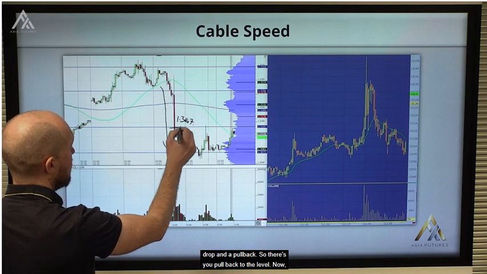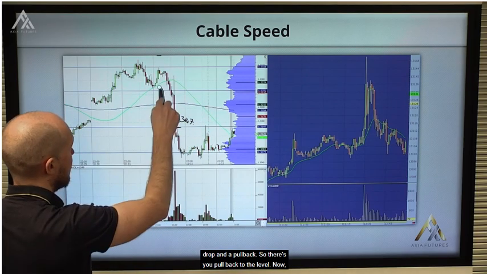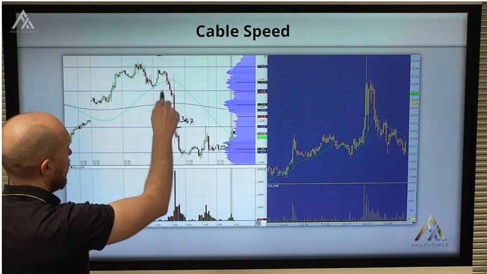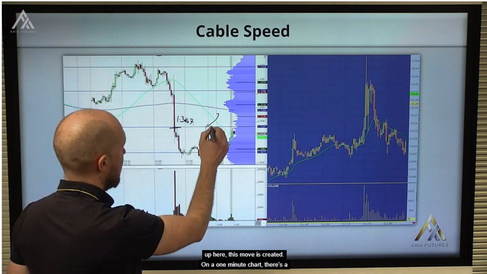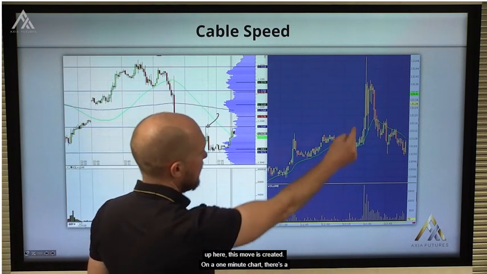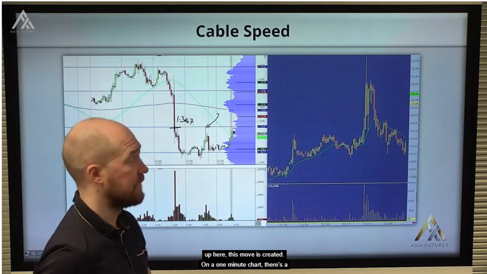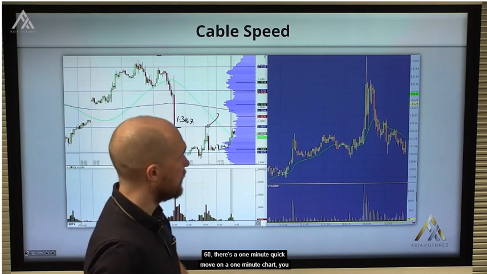We've had a drop and a pullback. So there's your pullback to the level. Now, when you're looking at this level in future, as we come up here, this move is created here on a 1 minute chart. Quick move on a 1 minute chart.